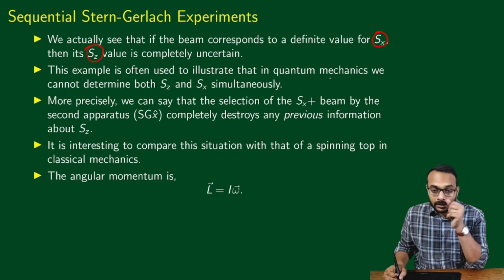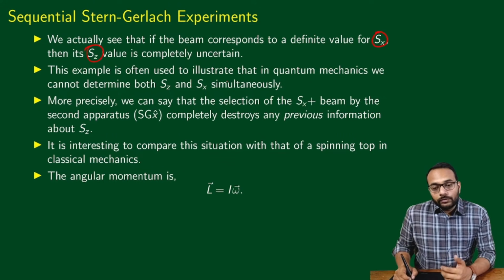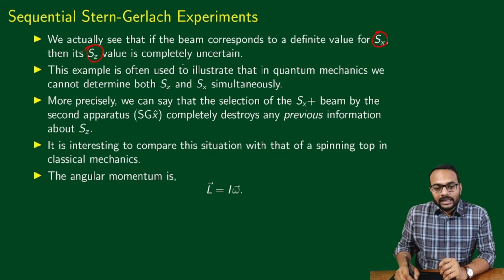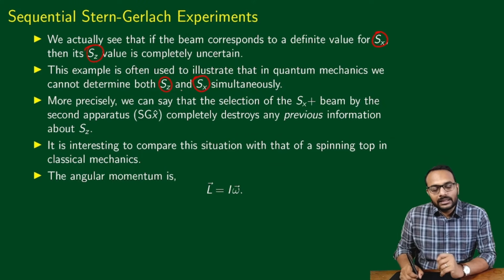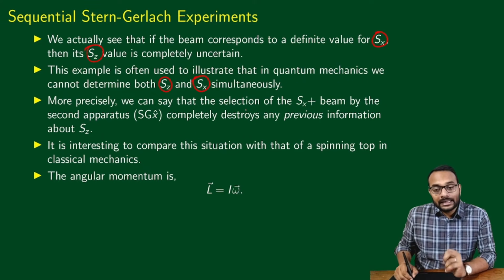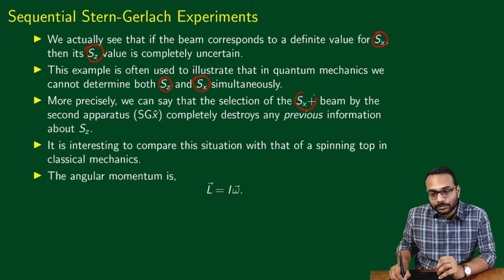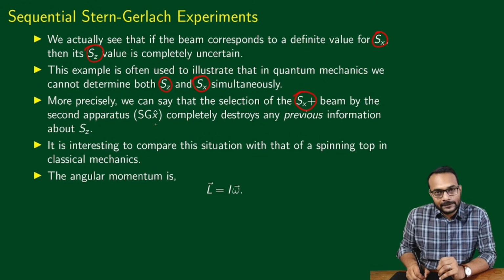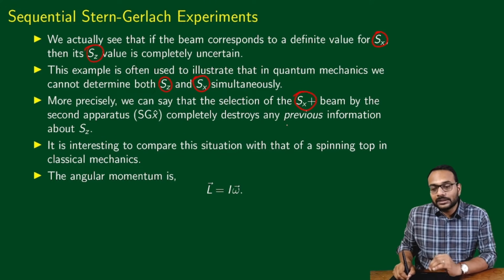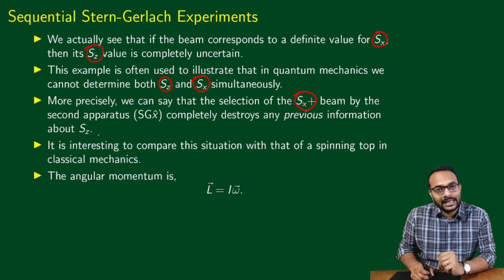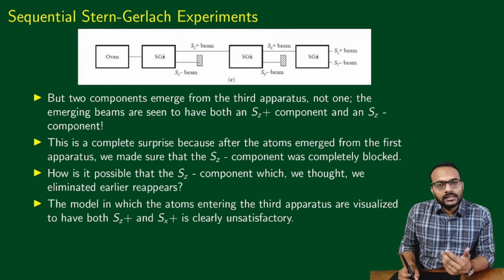So this example is often used to illustrate that in quantum mechanics, we cannot determine both Sz and Sx simultaneously. This seems to suggest that you cannot determine Sz and Sx at the same time, just like we cannot determine the position and momentum at the same time. More precisely, we can say that the selection of the Sx plus beam by the second apparatus completely destroys any previous information about Sz. This is what it means.